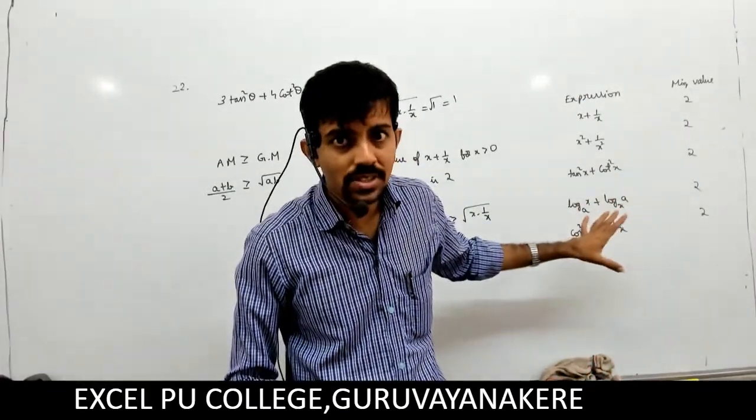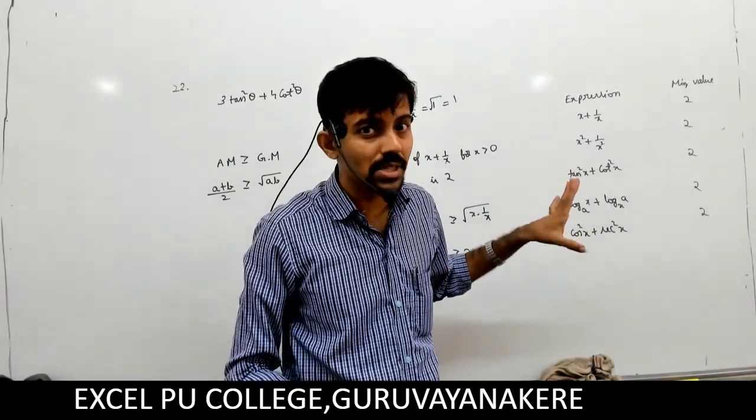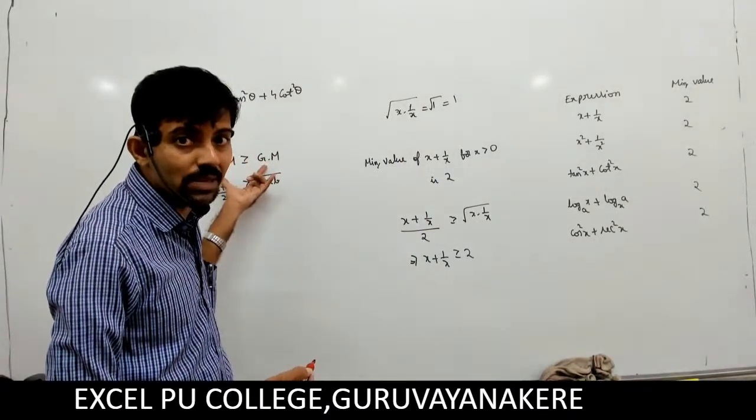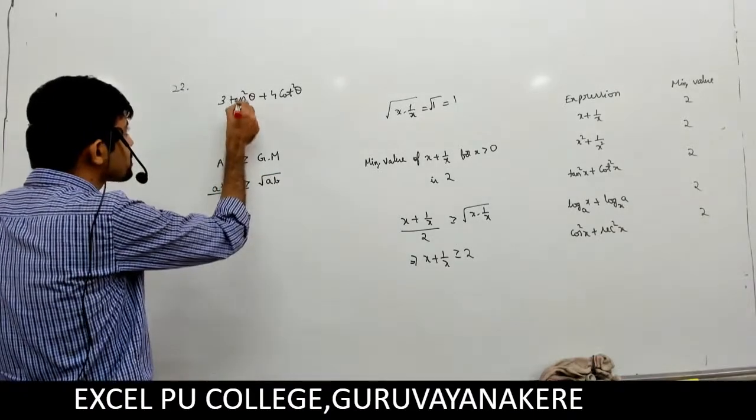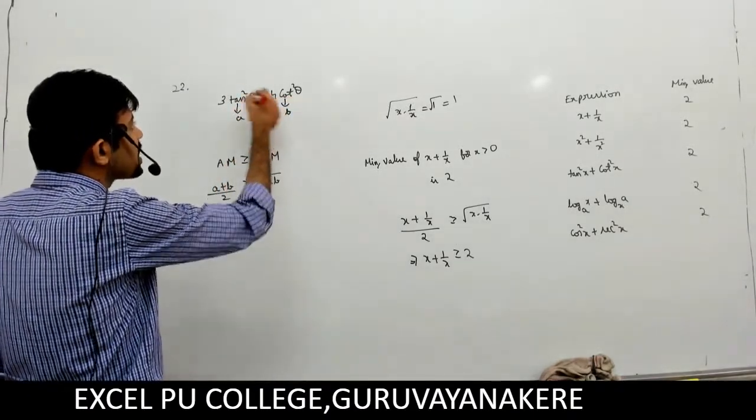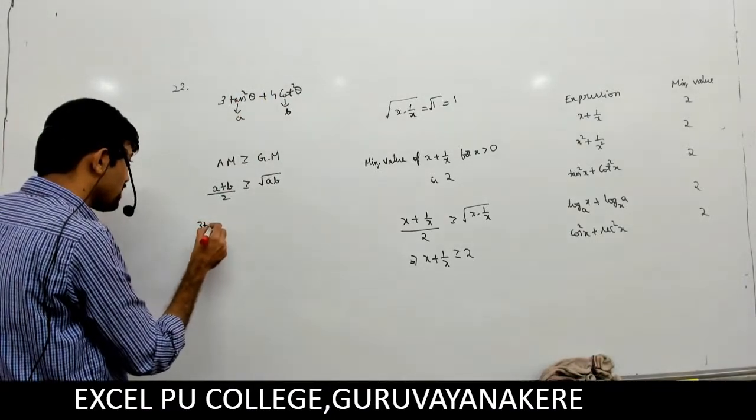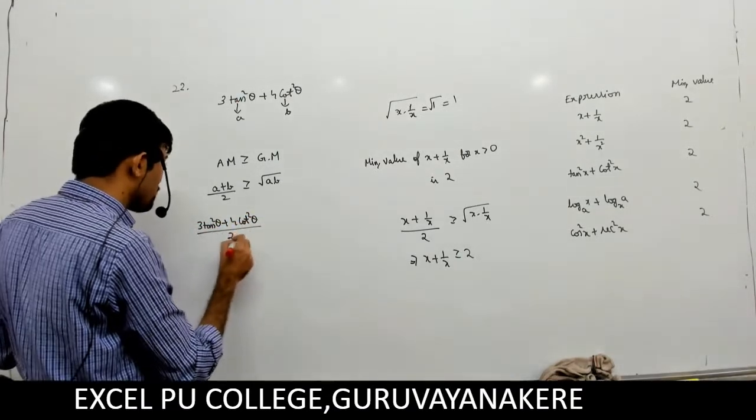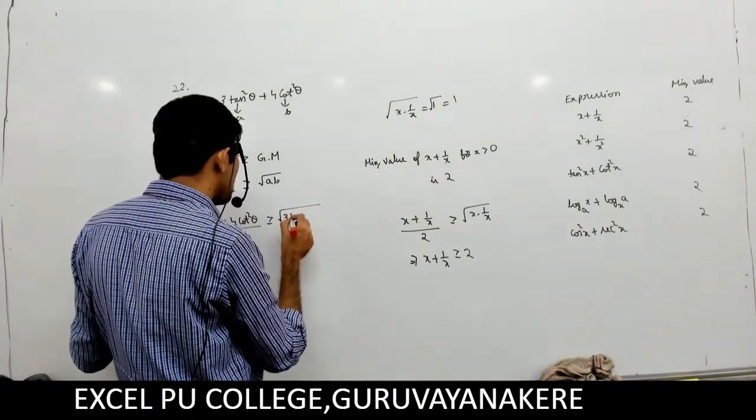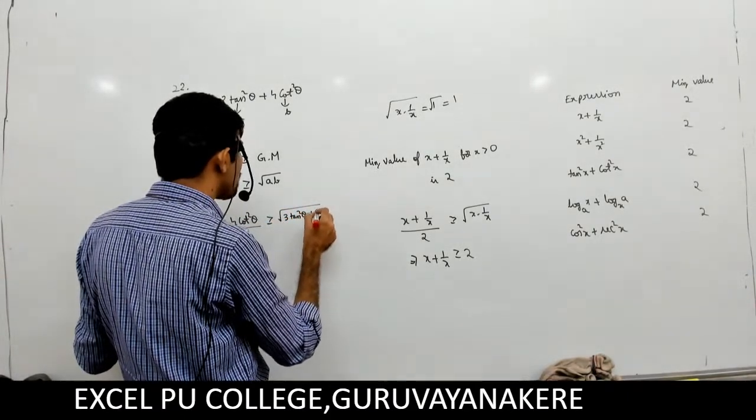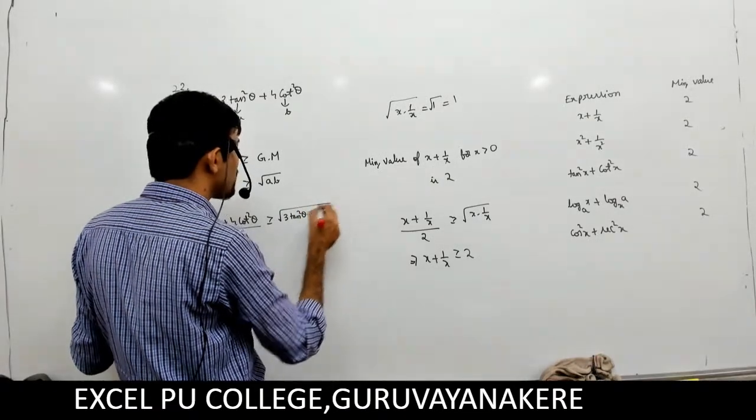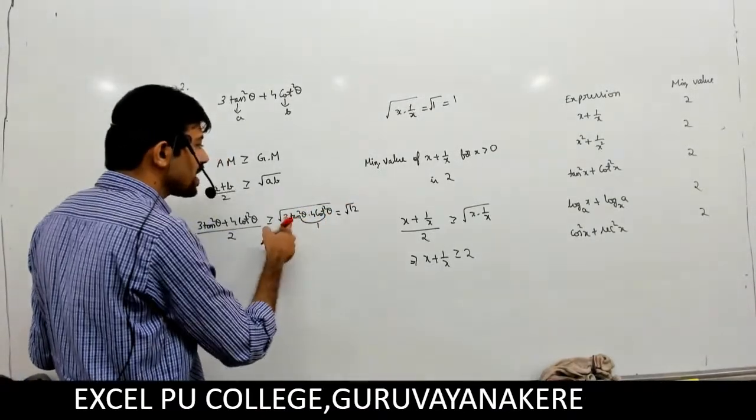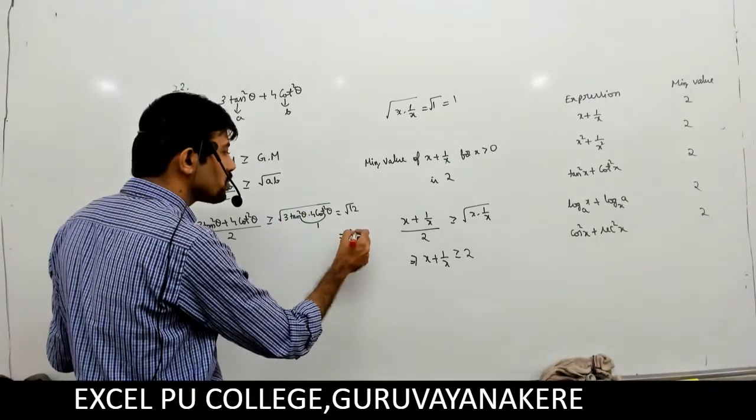Even in JEE Advanced, one question was framed last year, September 2020, based on this result: arithmetic mean greater than or equal to geometric mean. You take A as 3 tan square theta, B as 4 cot square theta. A plus B divided by 2 is greater than or equal to root of A into B. Tan square into cot square is 1, 3 into 4 is 12, this becomes root 12. Root 12 is root of 4 into 3, that is 2 root 3.